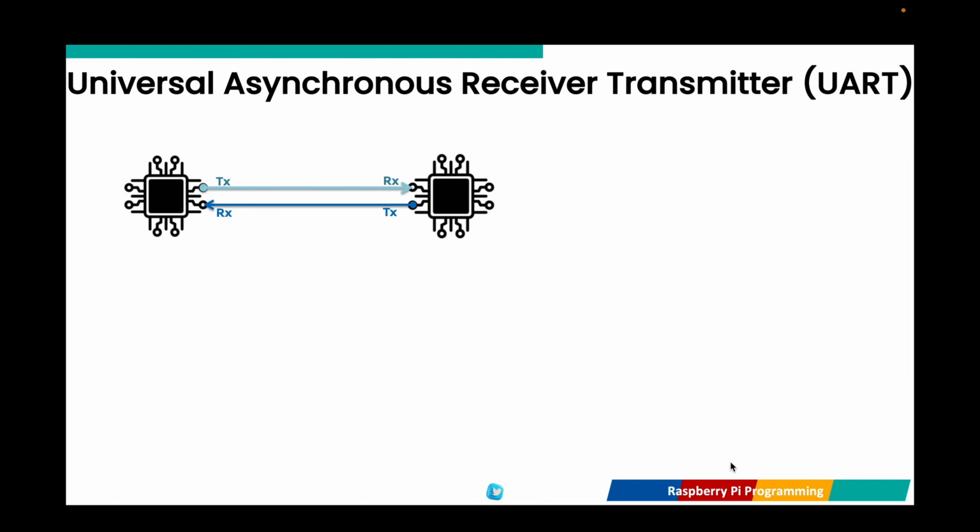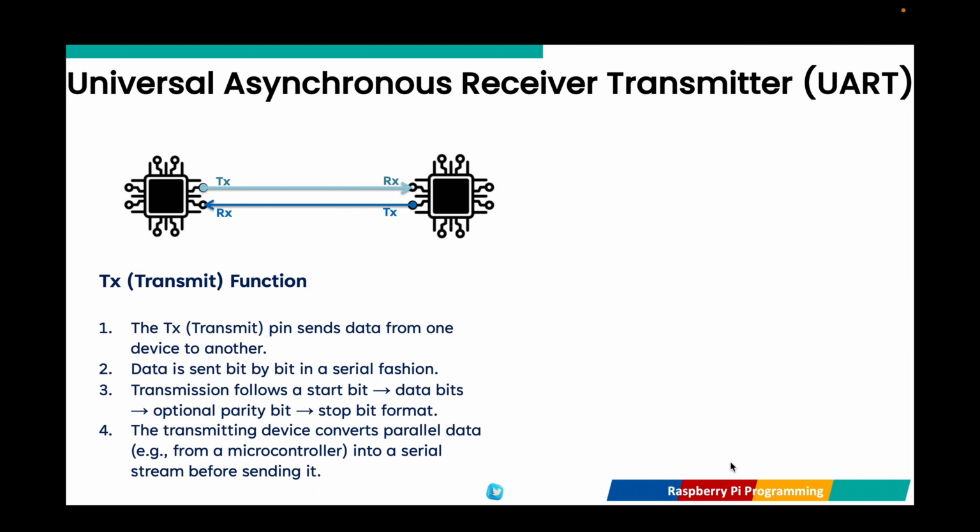And finally, the UART, the Universal Asynchronous Receiver Transmitter. UART enables serial communication between devices. UART is a widely used protocol that allows two devices to exchange data asynchronously, meaning without a shared clock signal. Instead, it relies on two main functions: TX or transmit and RX or receive. Let's begin with the TX function. The transmit pin sends data out from the device in a serial format, 1 bit at a time.